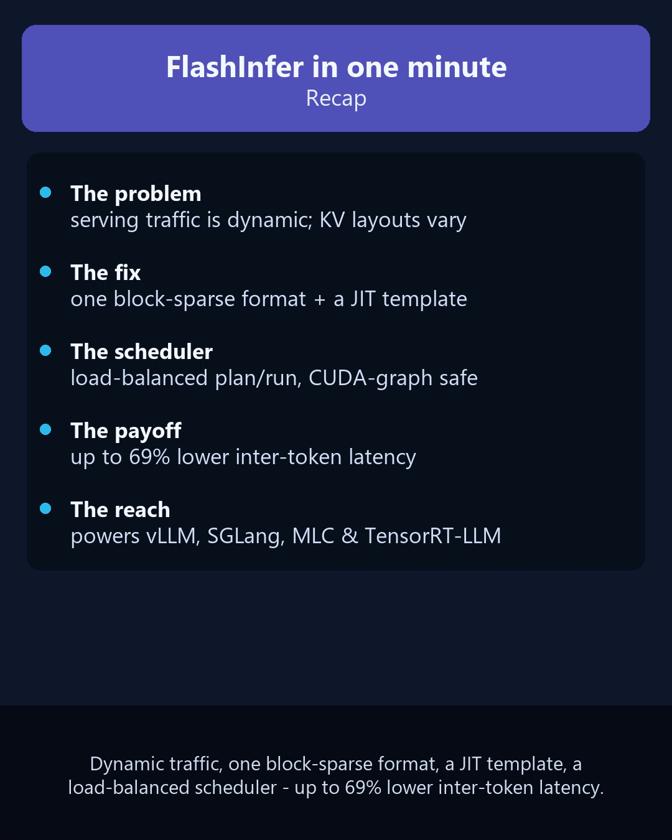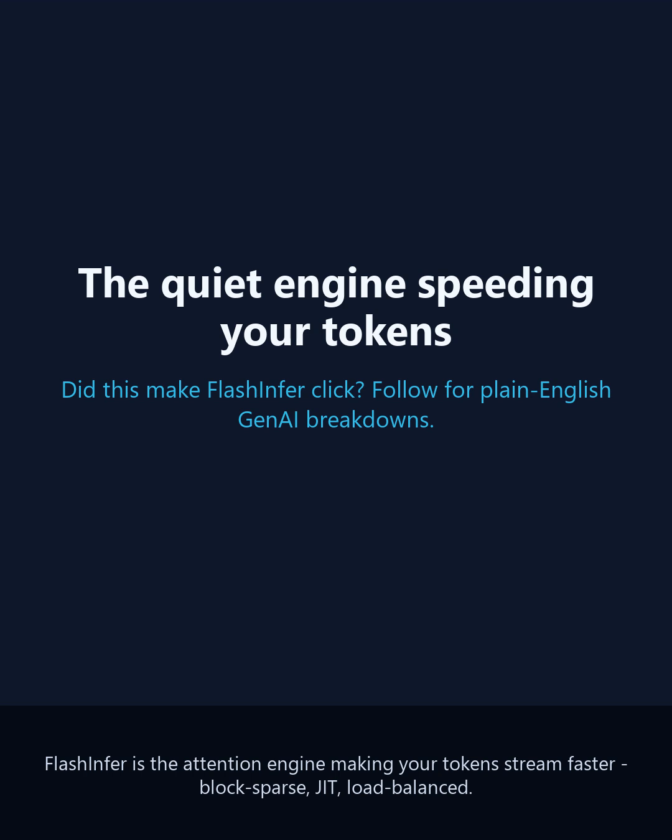Quick recap. Serving attention is hard because traffic is dynamic and KV layouts vary. FlashInfer wraps attention in one block-sparse format, a just-in-time specialized template, and a load-balanced plan and run scheduler. It builds on FlashAttention but adds real serving smarts, cutting inter-token latency by up to 69%. It powers vLLM, SGLang, and more. Reach for it when you serve at scale on NVIDIA GPUs. That's FlashInfer, the quiet engine making your tokens stream faster.